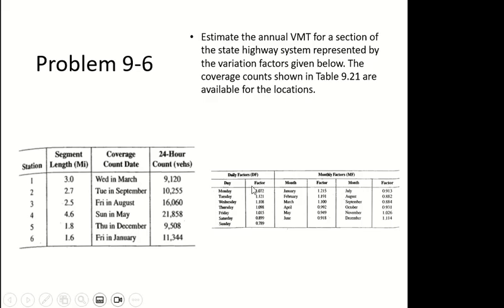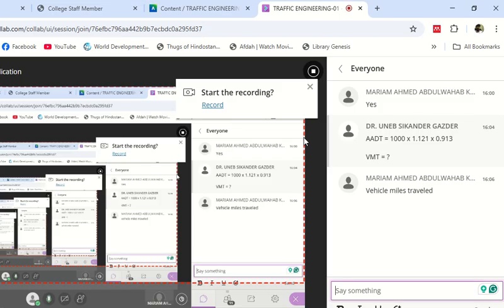So how to calculate VMT? Annual VMT means the VMT for 365 days of the year. First of all, I will calculate traffic. I'm talking about location 1, let's say. First, I will calculate ADT, meaning average traffic on any day of the year.